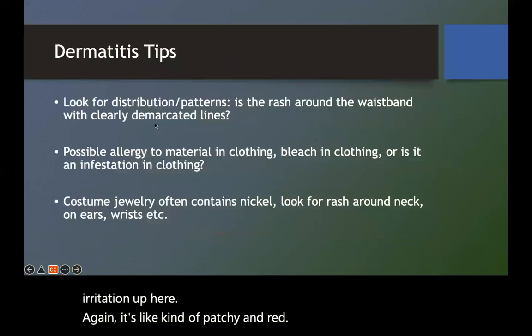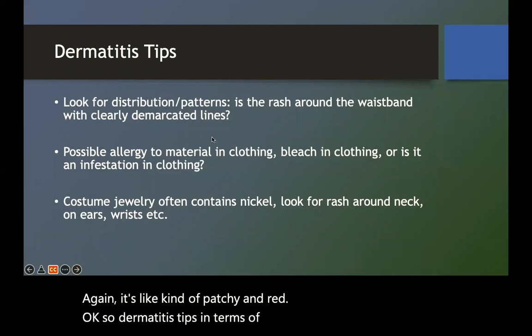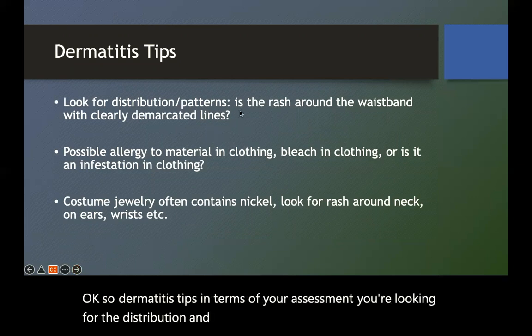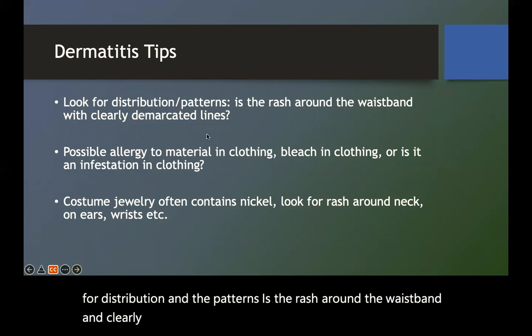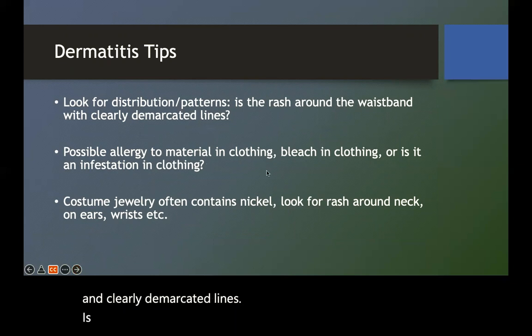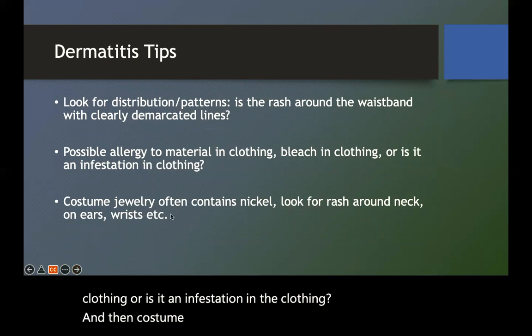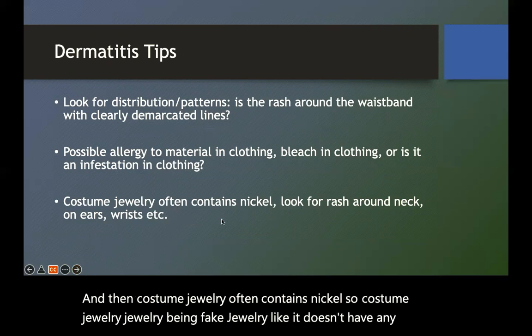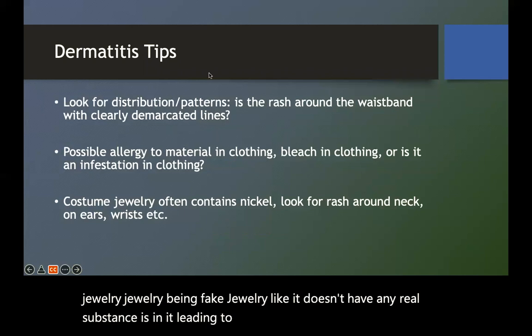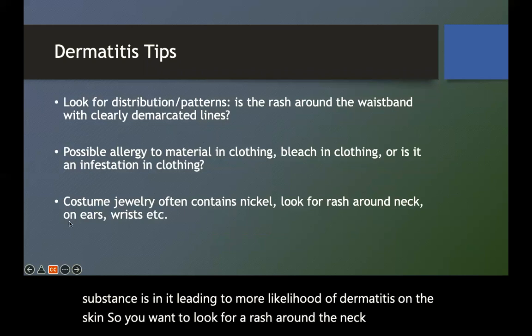Okay, so dermatitis tips in terms of your assessment, you're looking for the distribution and the patterns. Is the rash around the waistband with clearly demarcated lines? Is it a possible allergy to the material in the clothing, bleach in the clothing, or is it an infestation in the clothing? And then costume jewelry often contains nickel. Costume jewelry being fake jewelry, like it doesn't have any real substances in it, leading to more likelihood of dermatitis on the skin. So you want to look for a rash around the neck, on the ears, on the wrists, anywhere the jewelry sits.